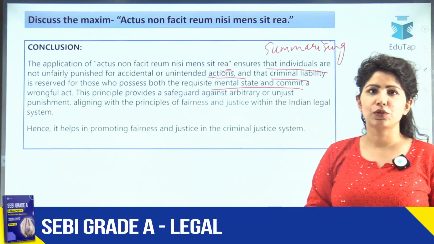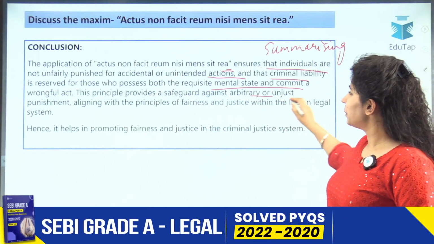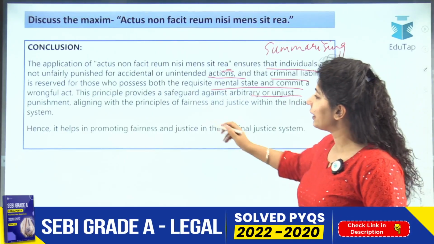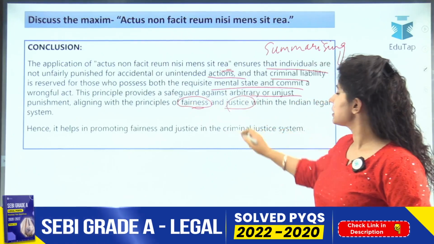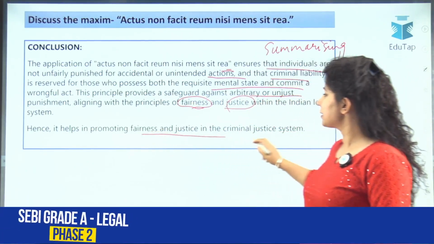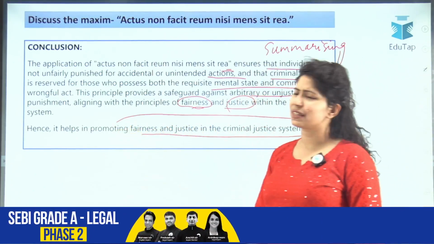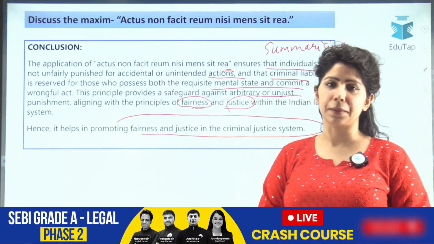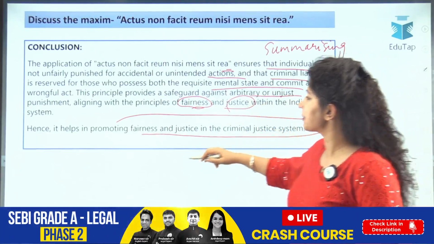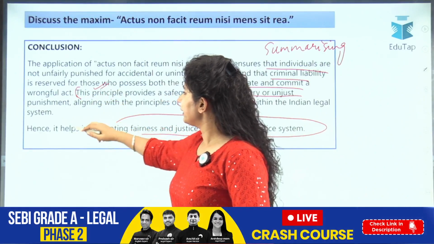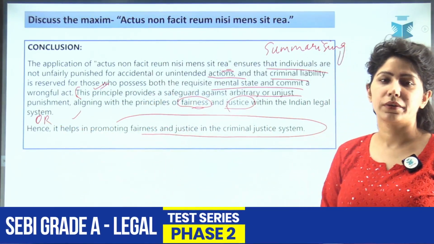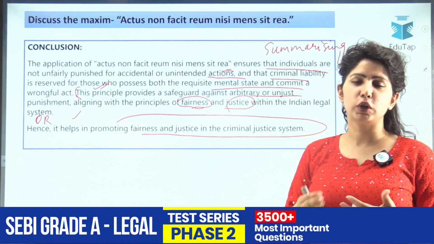This principle provides a safeguard against arbitrary or unjust punishment. Very important. Aligning with the principles of fairness and justice within the Indian legal system. Hence, it helps in promoting fairness and justice in the criminal justice system. Basically, we are repeating the same line again. All right. Choose to write one of the last lines. Either write this line or write this line. All right. So this is going to be a full answer.